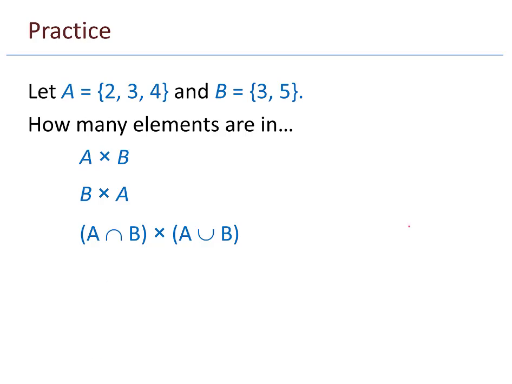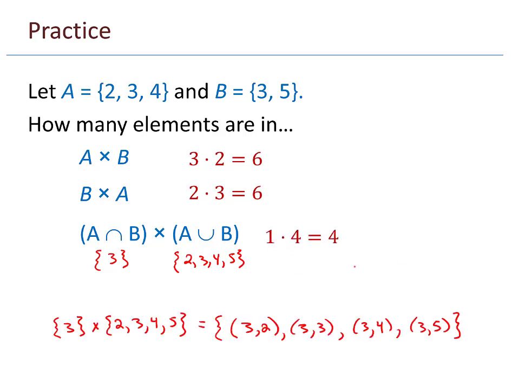Alright, so A cross B. Well, there are 3 elements in A, 2 in B, and in fact there are 6 altogether in the Cartesian product. The Cartesian product of B cross A is a slightly different set, but the same size. And then A intersect B, so what is that really? That's just the set containing only 3. And A union B, that's the set {2, 3, 4, 5}. 4 elements in there. 1 times 4, there are 4 elements in the Cartesian product.